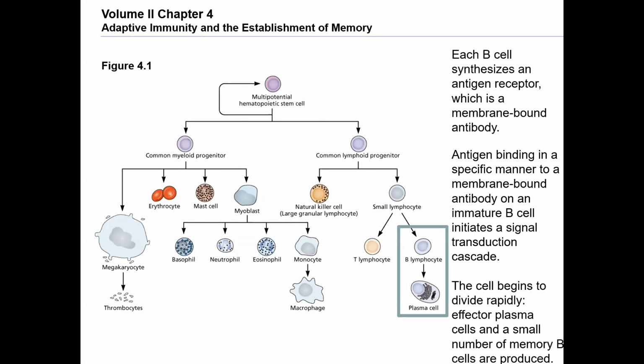Again, to emphasize the role of the B cell, they will synthesize specific antigen receptors, okay? And then based on antigen binding, this will initiate a signal transduction cascade that will ultimately generate memory cells as well as effector plasma cells, which are the ones that are releasing those antibodies to inhibit the infection.